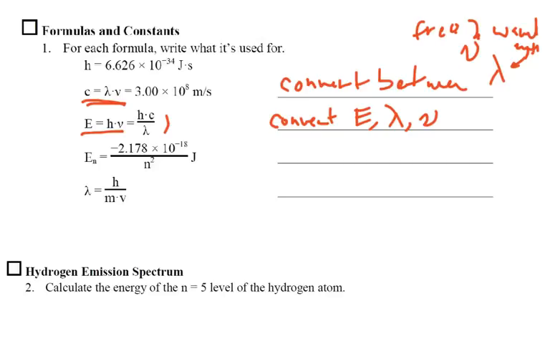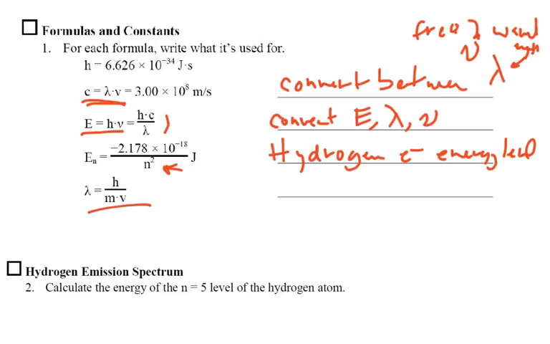Energy of level n. This is the hydrogen electron energy level. You can figure out any level, just put in the level n: 1, 2, 3, 4, 5, etc.